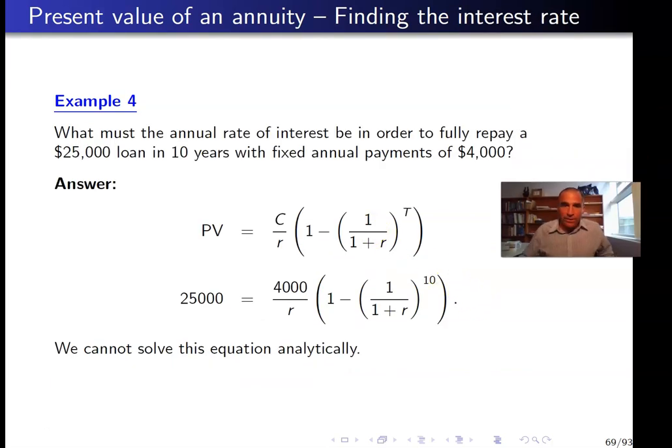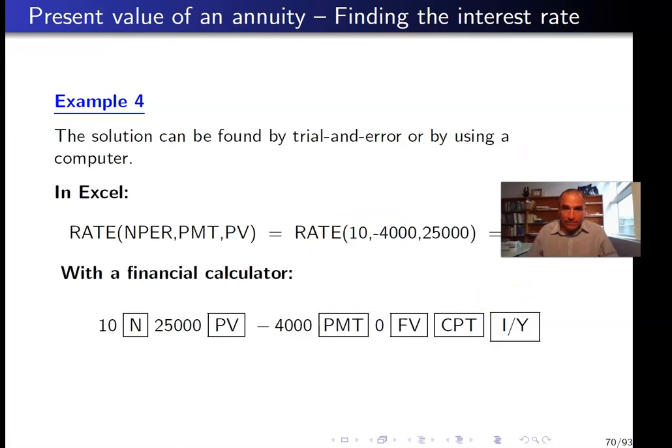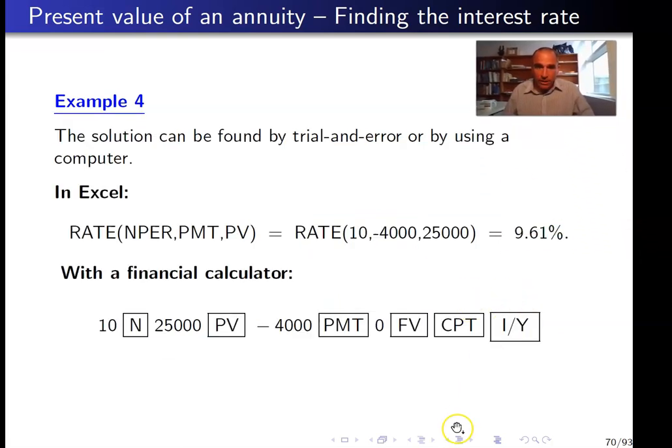And what is the interest rate that allows us to repay a $25,000 loan in 10 years with fixed annual payments of $4,000? In this case, we cannot find an analytical solution. We have to use a computer or go by trial and error. If we use a financial calculator or Excel, it gives us an interest rate of 9.61%.